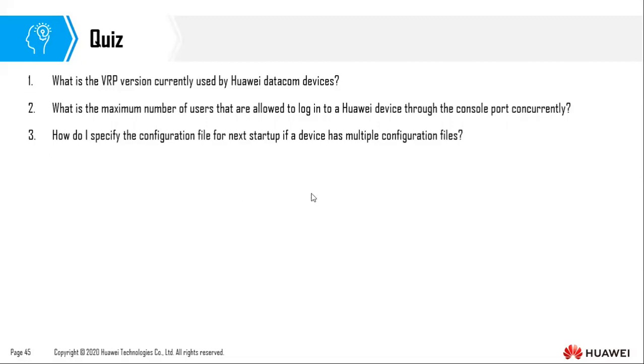The first question is asking what is the VRP version currently used by Huawei datacom devices? I would say VRP 5 and 8. Exactly. Thank you very much, Jackson. Just 5 and 8. Otherwise, 1, 2, and 3 have been so far discontinued.